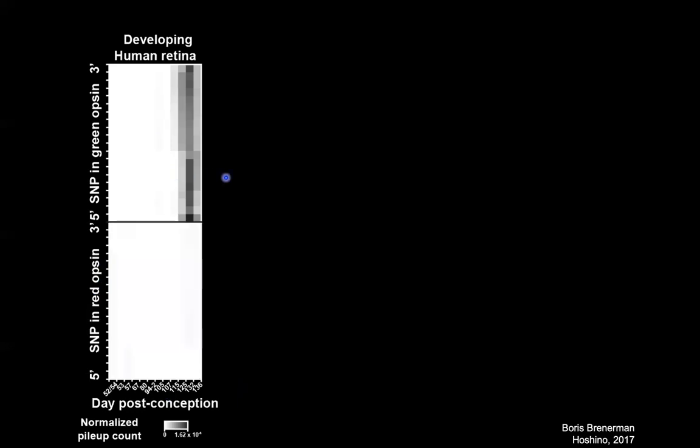So on this diagram, you have the 20 differential SNPs for green opsin, 5' to 3', and the 20 differential SNPs for red, 5' to 3', and developmental time is increasing on the x-axis. So what do we see? For green opsin, we see onset starting at day 115 and increasing. For red opsin, we see nothing during these time points.